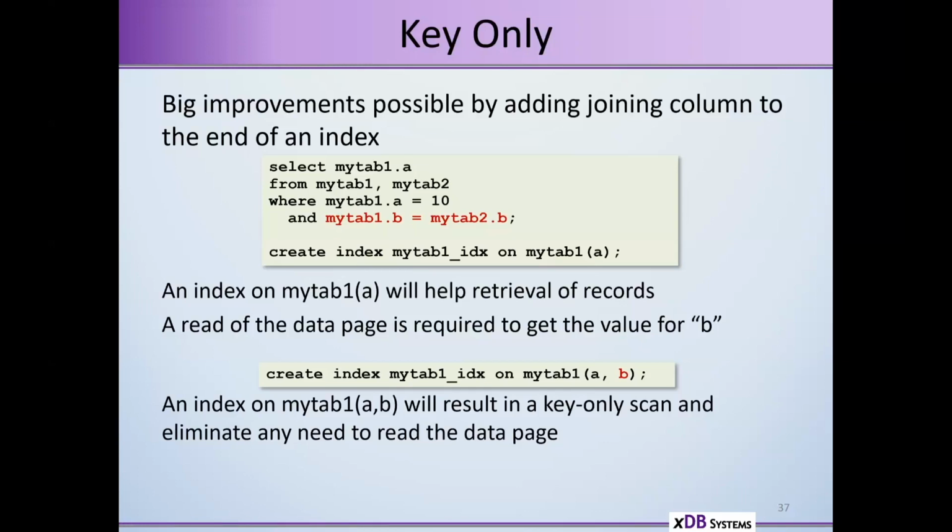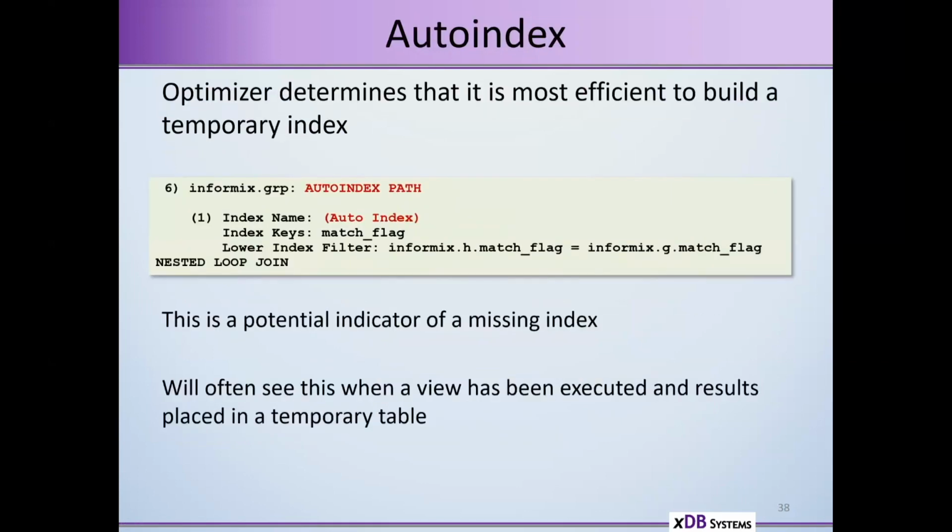And you see, we're not using my tab 2 anywhere else but to that join. We're not retrieving it in the select statement or the order by. There is no order by, no other filters. So here, by adding B, we'll get that key only scan. We do not need to go to the data page to read the value of B, which would have otherwise happened. And so that would be a lot faster.